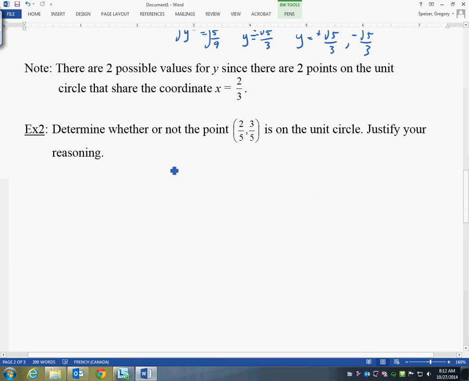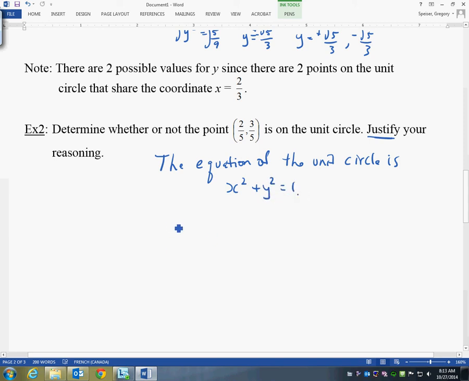Second one here, it says, determine whether or not 2/5, 3/5 is on the unit circle. Justify your reasoning. Okay, well, we're going to start off the same thing, and we're going to say the equation. And if justify means it's kind of like an explain, we have to use some words. So justify your reasoning. We're going to use some words in our answer. We're going to say the equation of the unit circle is x squared plus y squared equals 1.